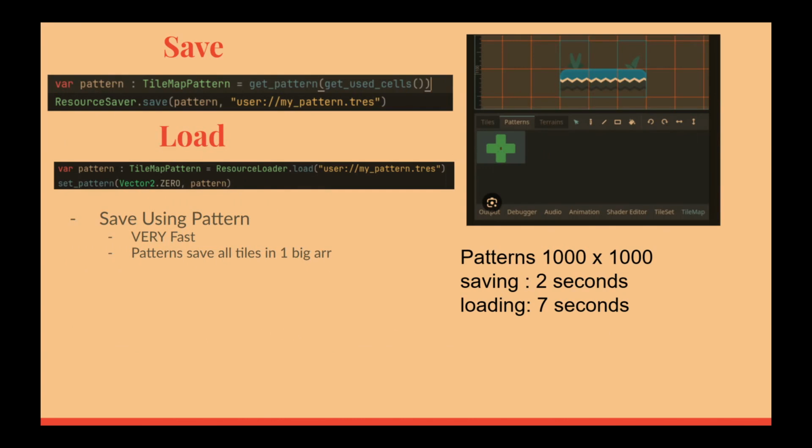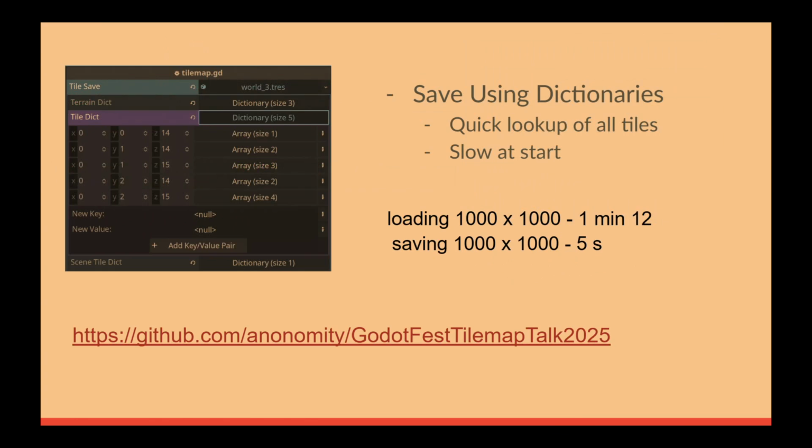So yeah, when I was saving it, it took 2 seconds. And when I loaded the 1000 by 1000, it took 7 seconds, which is extremely fast. As opposed to using dictionaries, that same thing took 1 minute and 12 seconds. And if you're interested in all of these tests that I did, I made a GitHub repo. You can check it out, and you can see I messed around with all different ways of saving and loading things.